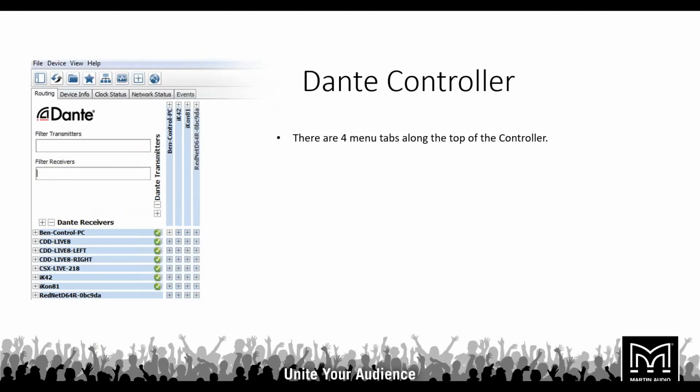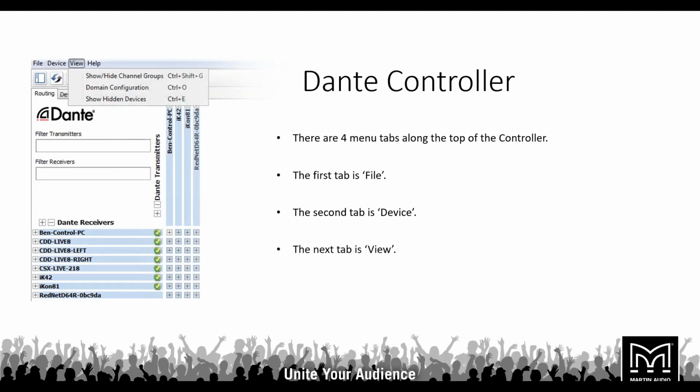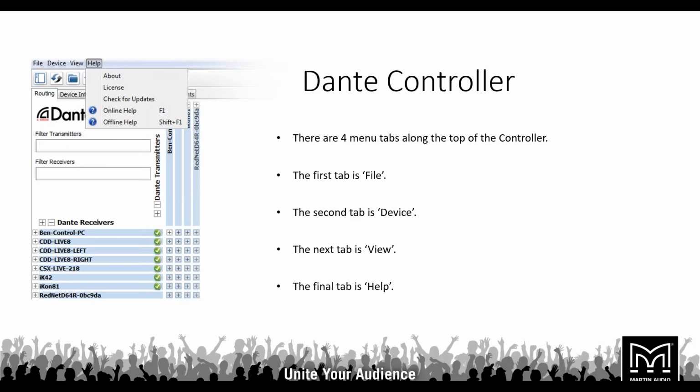So we'll just have a quick look through the architecture of the software. There are 4 menu tabs along the top of the controller. First being File, where we can load a preset, save a preset, or exit the software. Then Device, where we can refresh the software or enter device view. Then View, where we can toggle various states of windows within the software. So the channel groups, which we'll talk about in a moment, show any hidden devices or domain manager configuration. And then a Help tab, where we can look at licensing, check for updates, as well as toggle to help sections, be that the online website or the user guide.